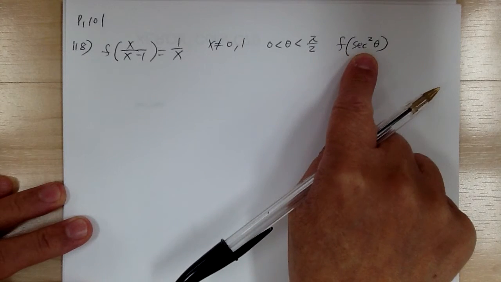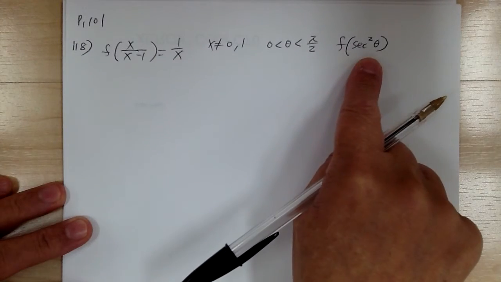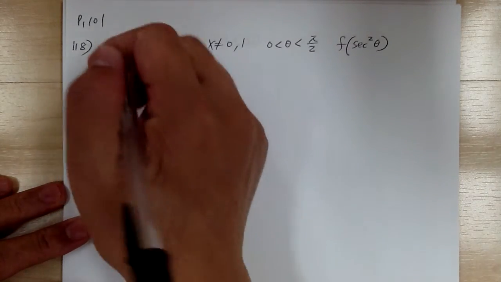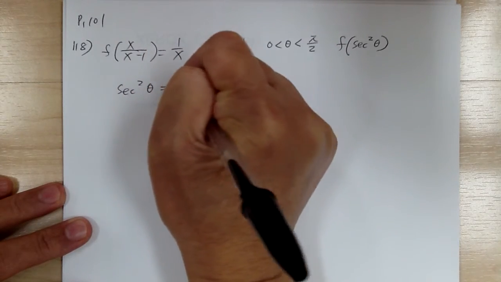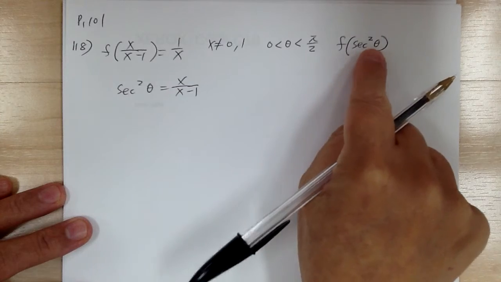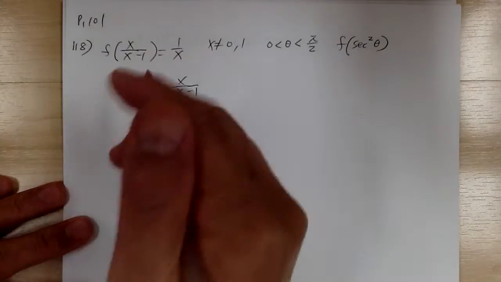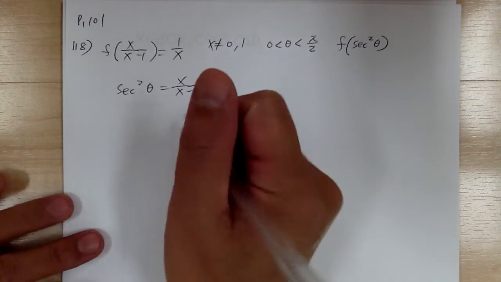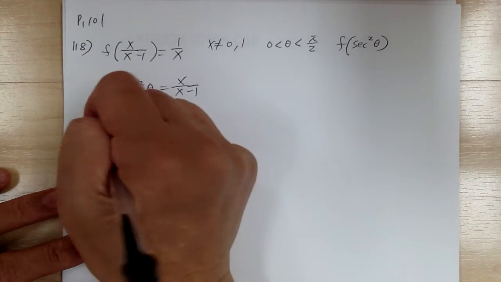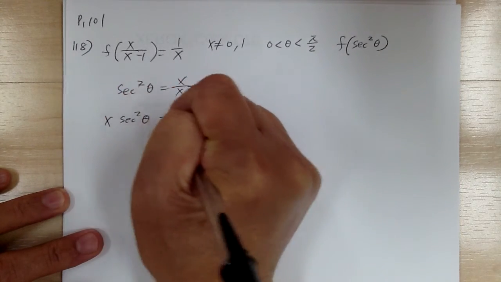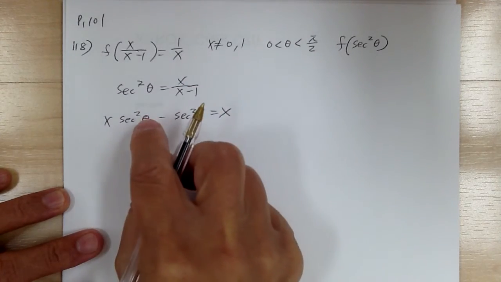So since you're looking for this, what you want to do is set this equal to that, so you can substitute. So secant squared theta equals x over x minus 1. Basically, since we're looking for this, we try to equate the two so we can solve. So to solve this, let's cross multiply. So you got x secant squared theta minus secant squared theta equal to x.